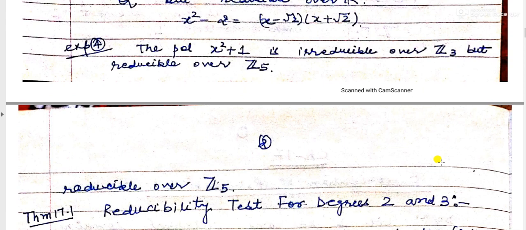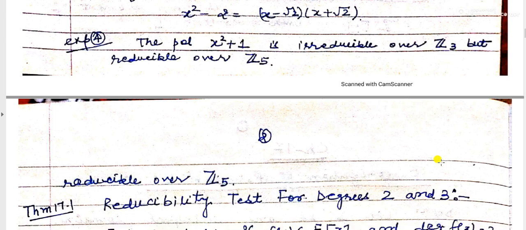You can put the values 0, 1, 2, 3, 4 one by one, and you can see which element satisfies this polynomial, gives 0. So in this way you can find out its factors. So I leave it for you.